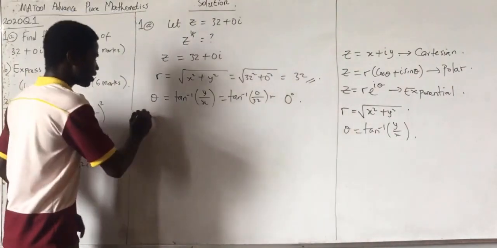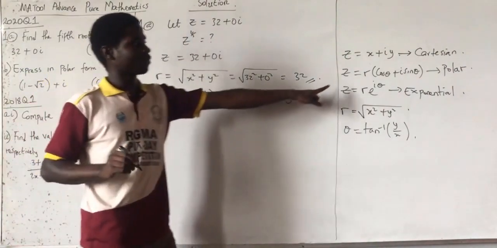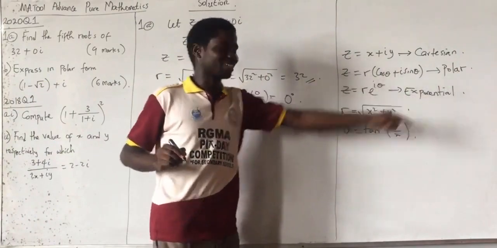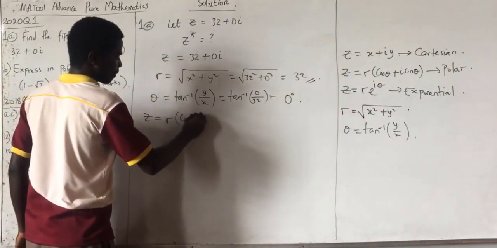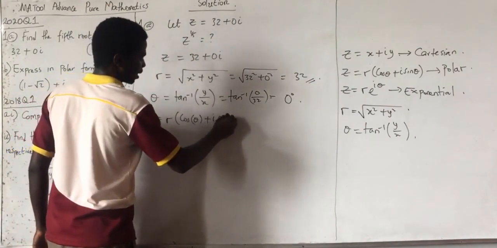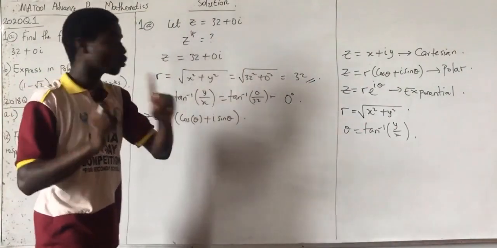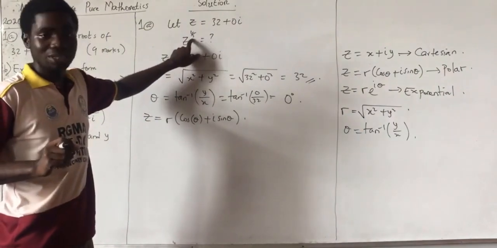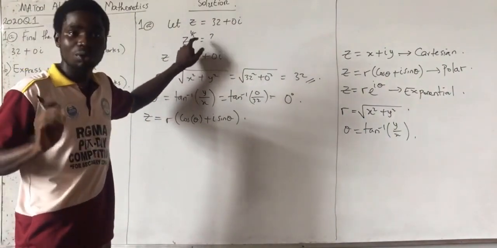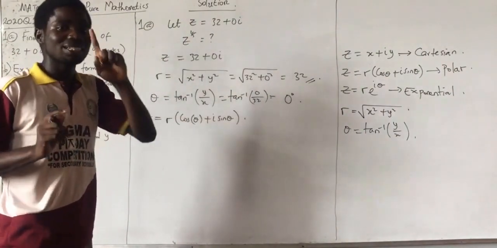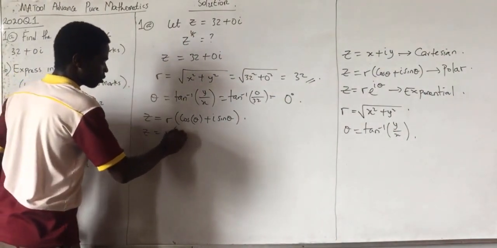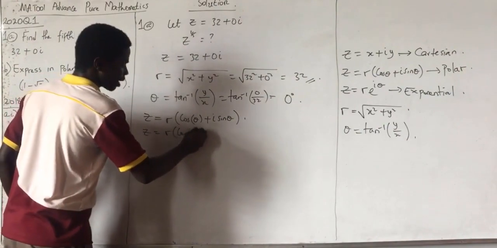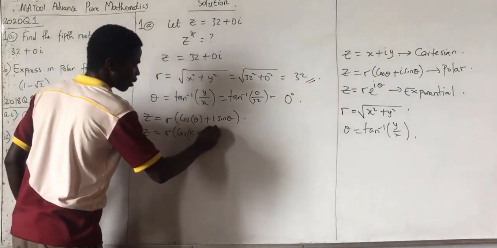So now to write this in polar form, don't forget, I have given you that this is r cos theta plus i sin theta. That is polar form. But now, if you are talking about roots, like square root, third root, fourth root or fifth root of a complex number, this is how you are going to write your z. It will be r cos(theta plus 2k pi). That's how you are going to write it.